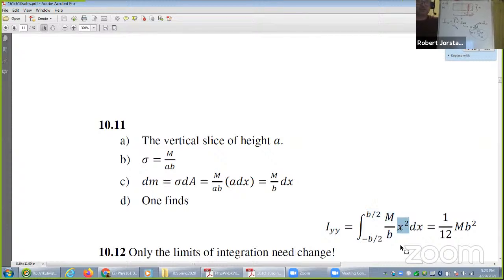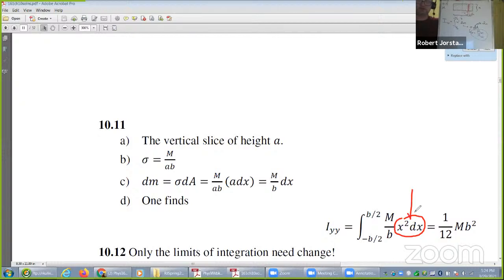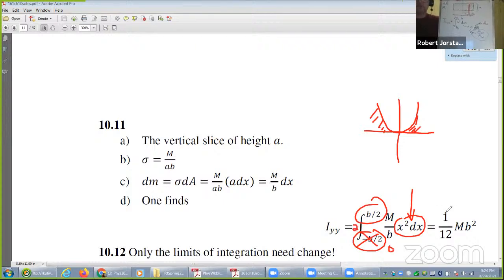You get x cubed over 3, right? But then you have b over 2 and negative b over 2, that's going to end up doubling it. If you know this from calculus class, this is an even function. So here's x squared. The area under this side of the curve is equal to the area under that side if we have symmetric limits. So I could chop this out and go from 0 to b over 2 if I remember to double it. You do a bunch of math, you get 1/12.